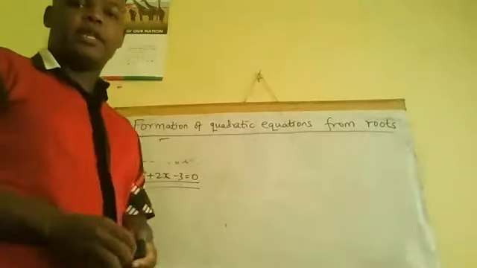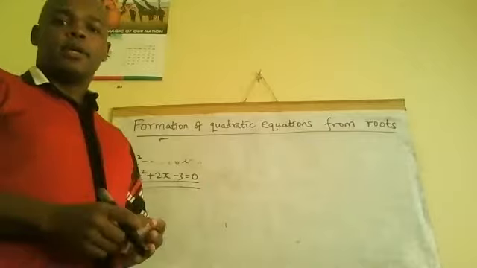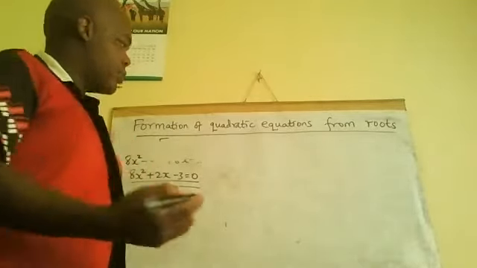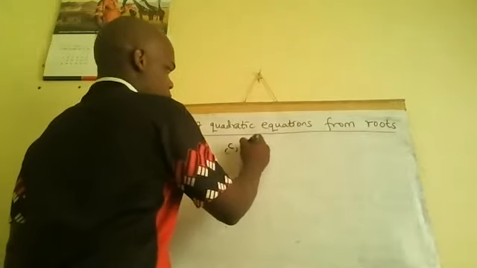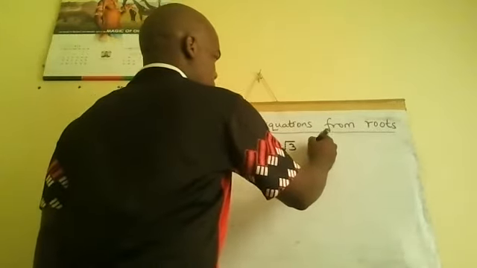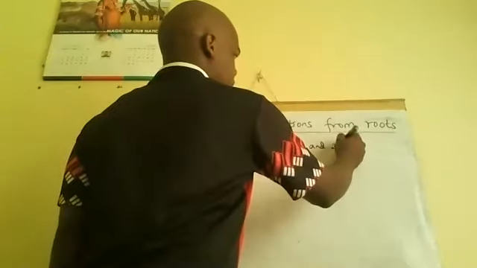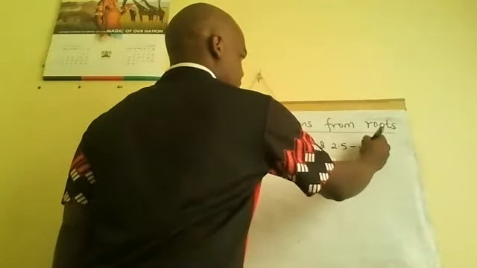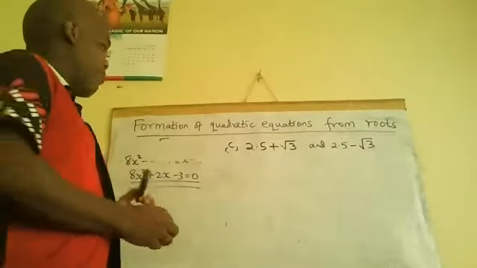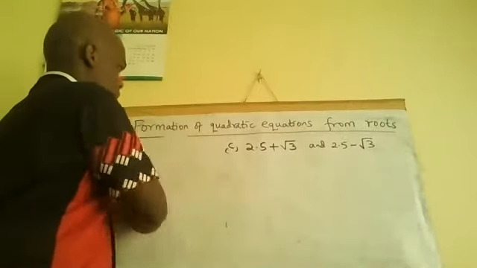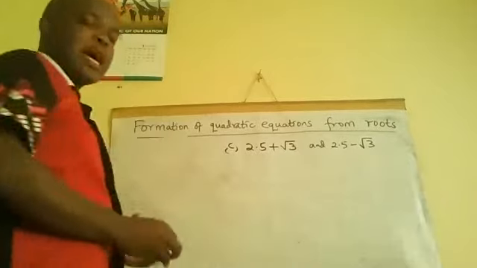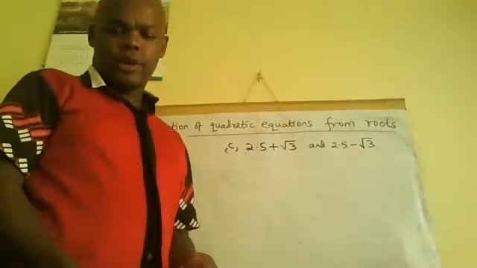I hope you are writing that very fast. Then there is another one here that you may have met somewhere: 2.5 plus square root of 3 and 2.5 minus square root of 3.